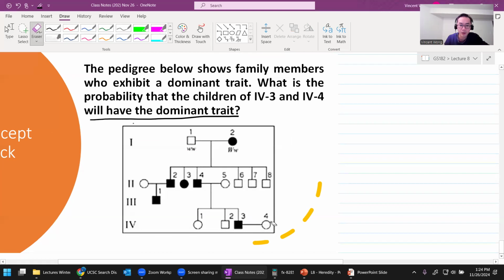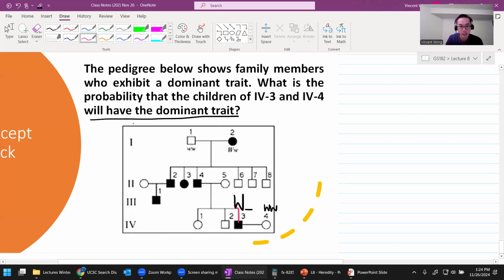And so if we look at individual 4-4, she does not have the trait. That means she must be small w, small w. For individual 4-3, he has the trait. So he will have capital W and something else. The other thing could be a big W, could be a small w. We don't really know. That's why we have to look at other people in his family.